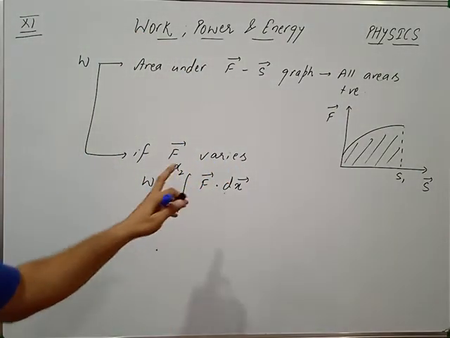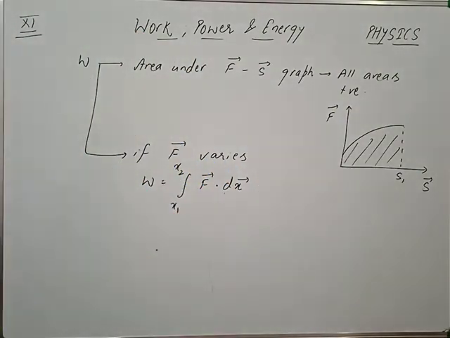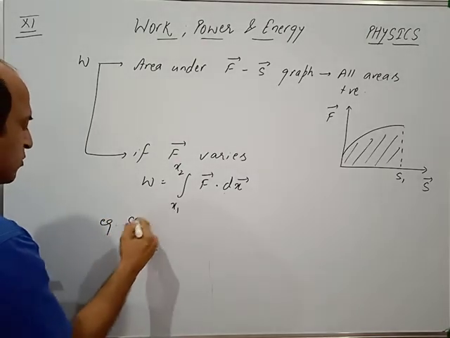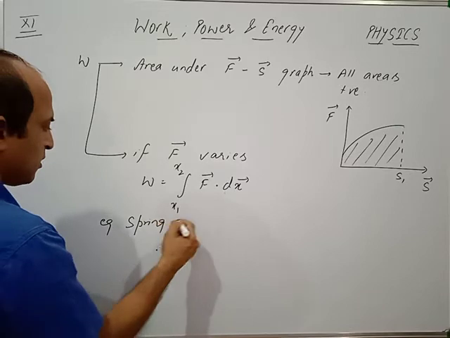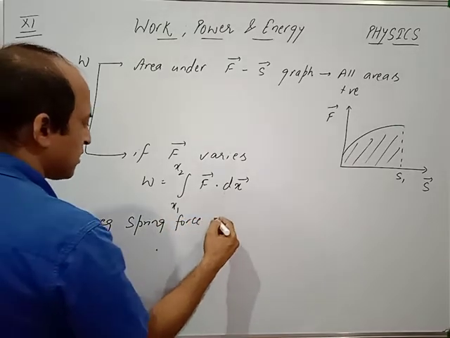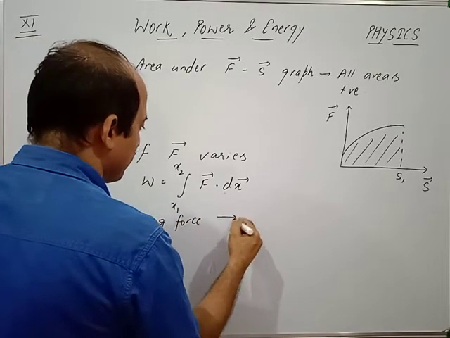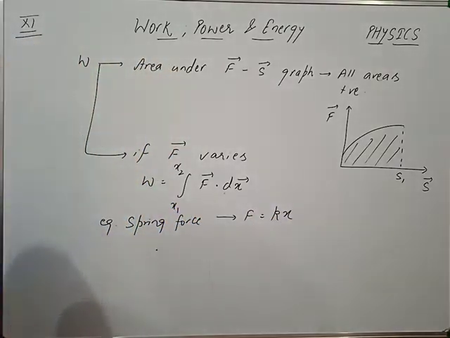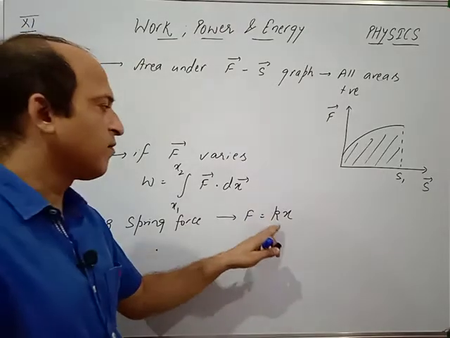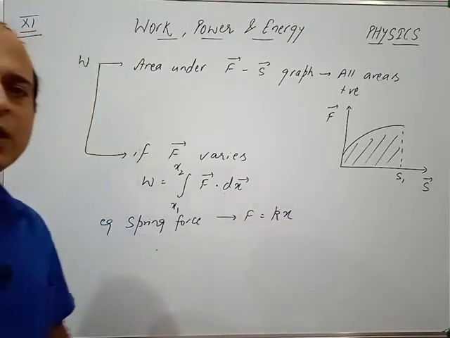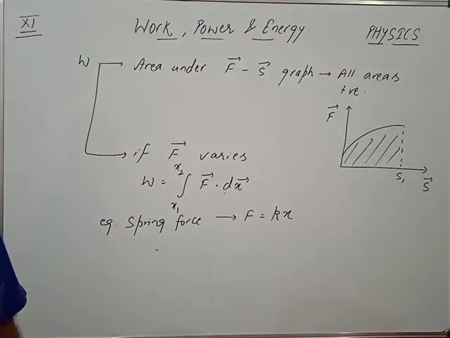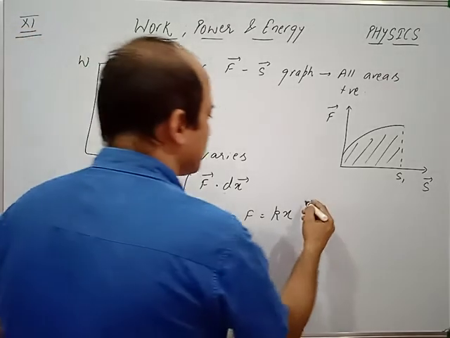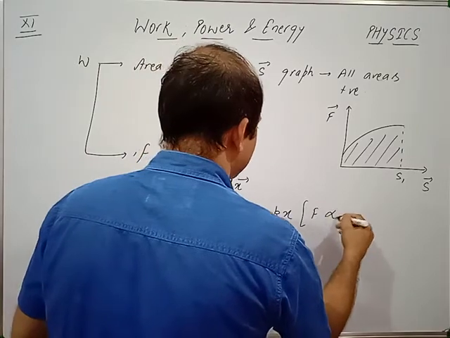Now let us understand this in one application. The example in this category can be spring force. You know, spring force is a force that is not constant, rather it varies. We have the formula F equals kx. So if you are solving for the amount of work done in elongation or compression of a spring, how to find the work done? In this case, F is proportional to x.